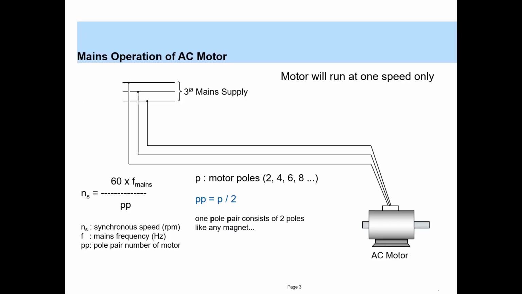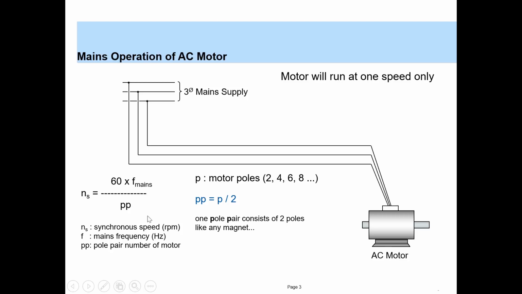Talking about the main operation of an AC motor, let's consider a case where we have an AC motor, or let's say an induction motor, connected to a three-phase main supply. Now this three-phase main supply has a phase difference of 120 degrees, as a result of which it gives rise to a rotating magnetic field. This rotating magnetic field induces currents in the rotor conductors, and the rotor tries to basically follow the magnetic field. And what is the speed of the rotating magnetic field? It's equal to the synchronous speed, right? Which is equal to 60 times frequency, the mains frequency, the frequency of the supply, divided by the number of pole pairs.